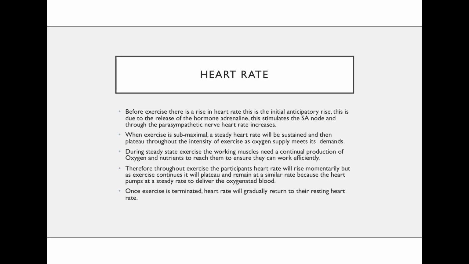When exercise is sub-maximal, a steady heart rate will be sustained and then plateau throughout the intensity of exercise as oxygen supply meets its demands. During steady state exercise, the working muscles need a continual supply of oxygen and nutrients to reach them to ensure that they can work efficiently.